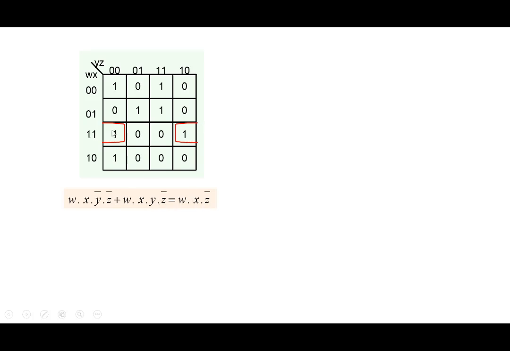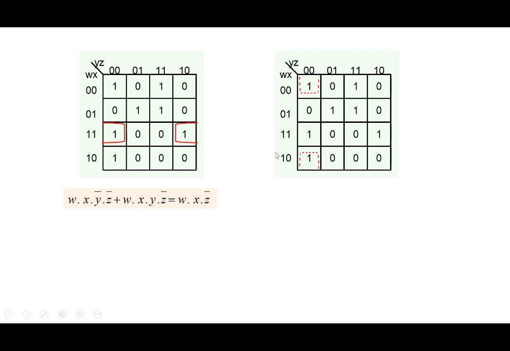So what is common between them? wx is wx here, 1, 1. And what is common is 0, 0, 1, 0. So what is common is z bar here. So we can combine them together. They are also adjacent to each other. So the adjacent terms can be combined.